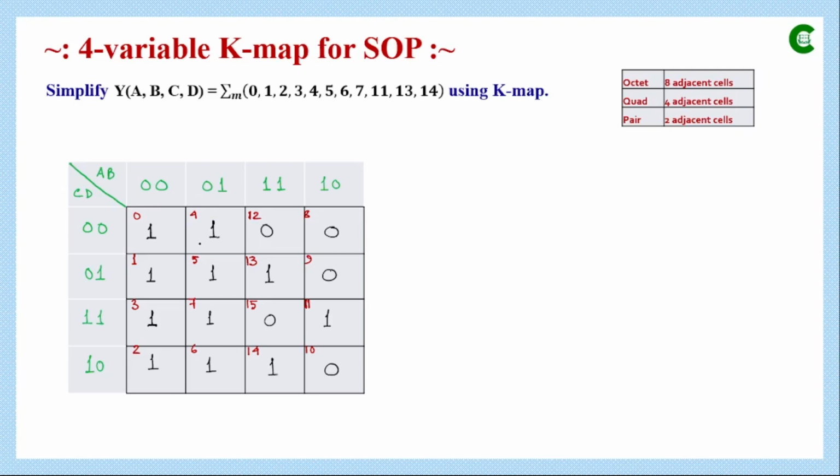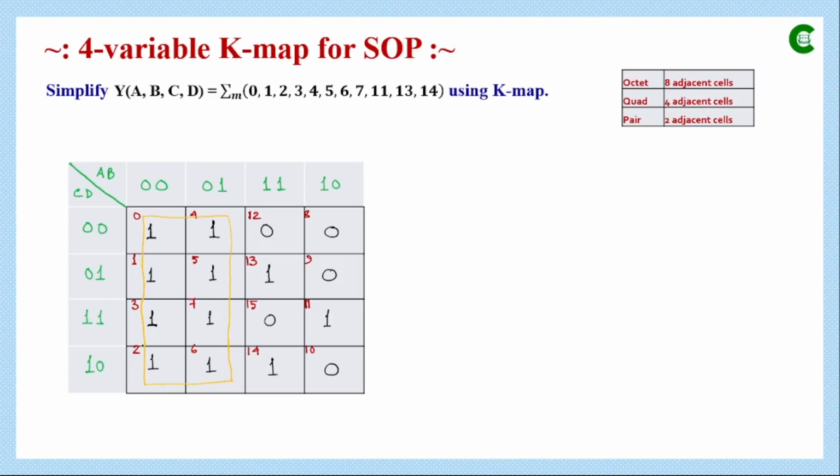So as we can see here, these 8 cells are adjacent cells, so we can group all these 8 cells and they can form an octet. Now if we evaluate these 8 cells, between these two cells the value of A remains the same, and that is 0, and the value of B changes from 0 to 1, so B will be eliminated. And between these two cells D is changing value from 0 to 1, so D will be eliminated, and between these two cells C is changing value, so C will be eliminated.